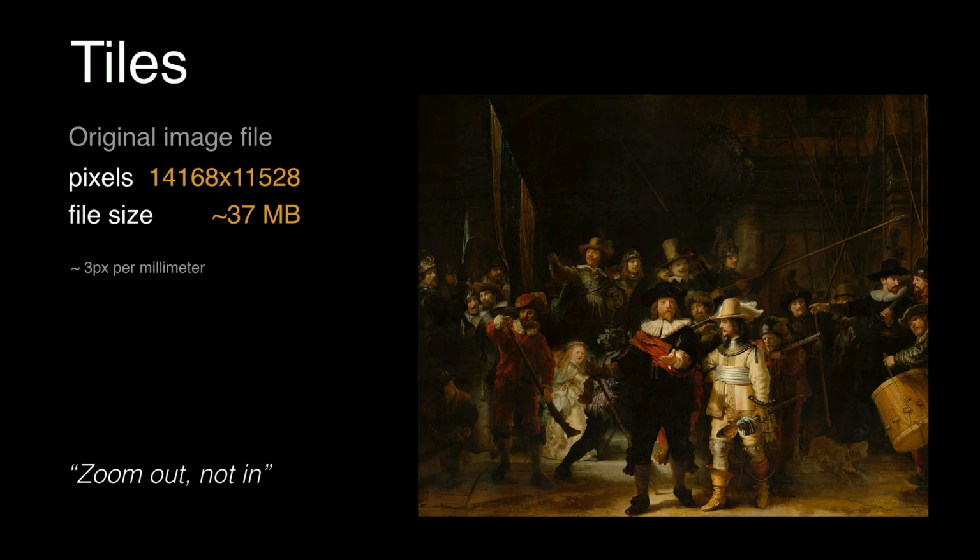This is the source image we're working with, the Night Watch. It's 14,000 pixels wide by 11,000 pixels high, and the JPEG is about 37 megabytes. And the original artwork in the Rijksmuseum is 4.5 meters wide, so that's about 3 pixels per millimeter. So that's a lot of pixels.